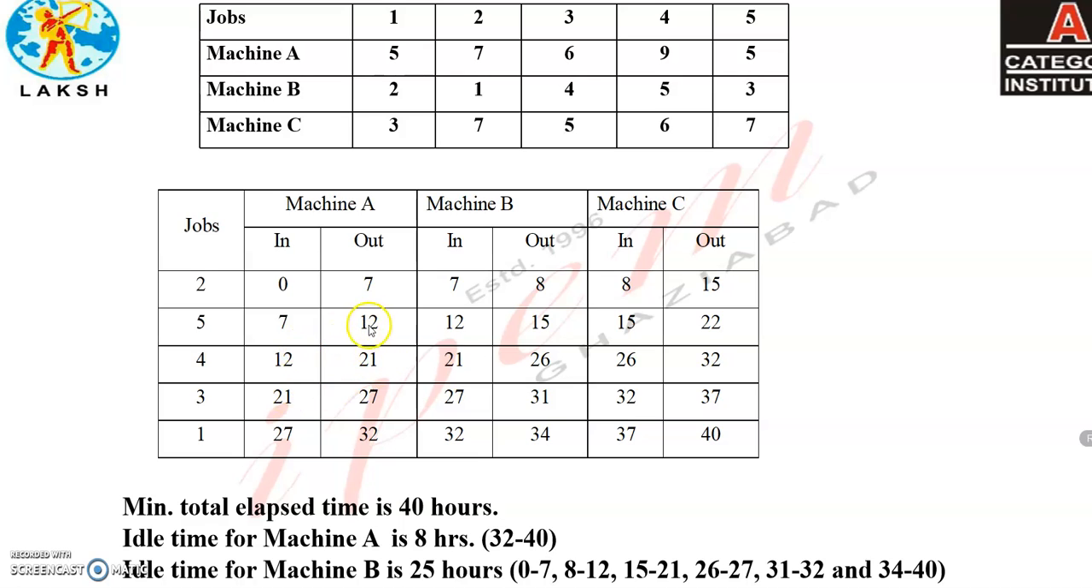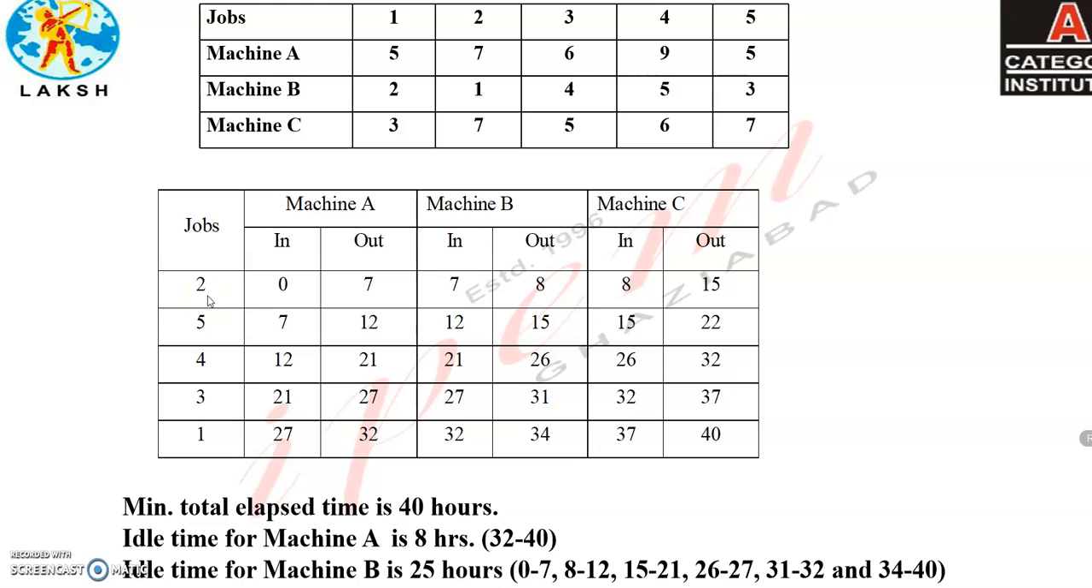You can check it diagonally also. Diagonally the value will remain the same. And in 1 the time is 5. So this is 27 plus 5 is equal to 32. Now machine B, if we talk about it, the out time of machine A will be equal to the in time of machine B.